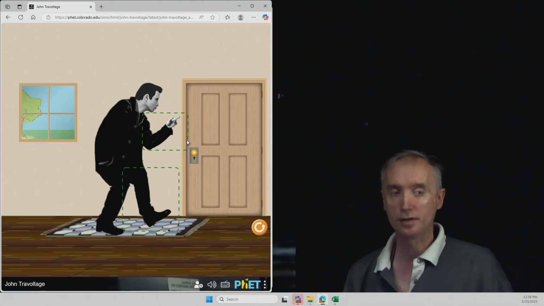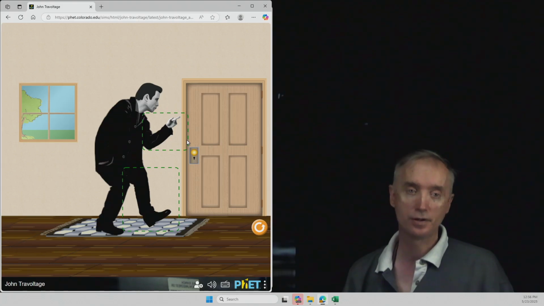Now in the previous simulation, we explored non-conductors. So in a non-conductor, the electrons were not free to move through the material. But in this simulation, the electrons are going to be free to move through the material.